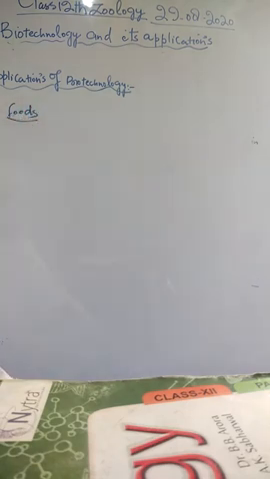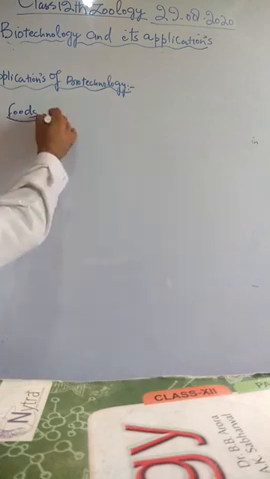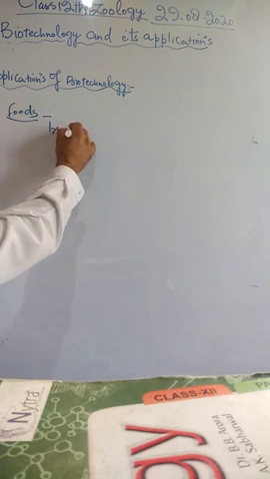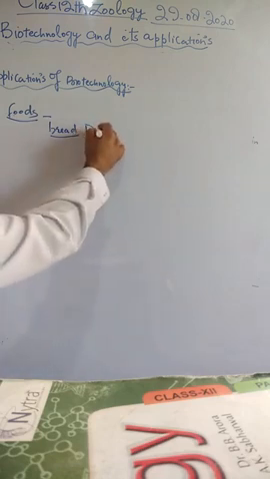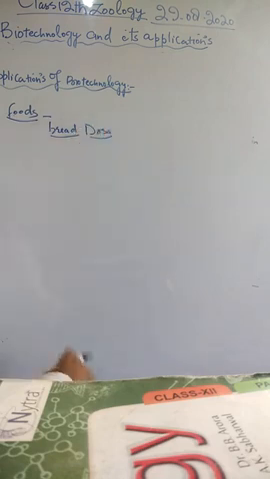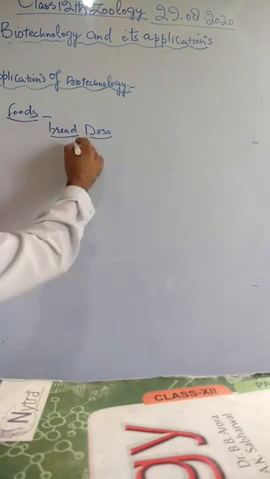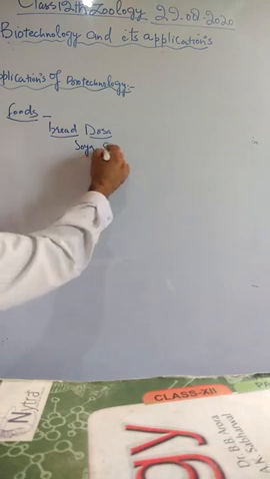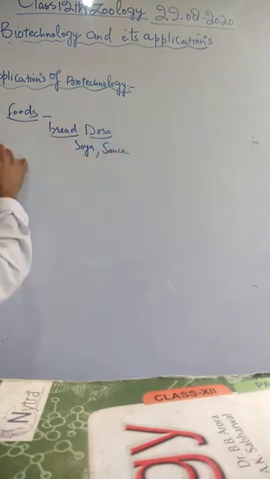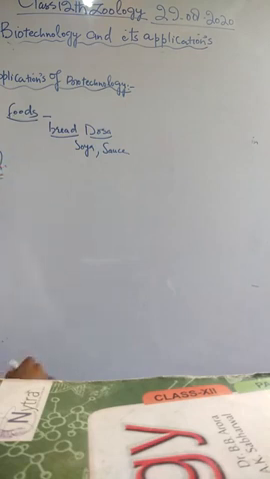The important foods employing microorganisms during their preparation are, for example, bread, in which yeast is added. We prepare dosa, in which biotechnology is involved, and we prepare soya as well as sauce. This is the sector of foods.